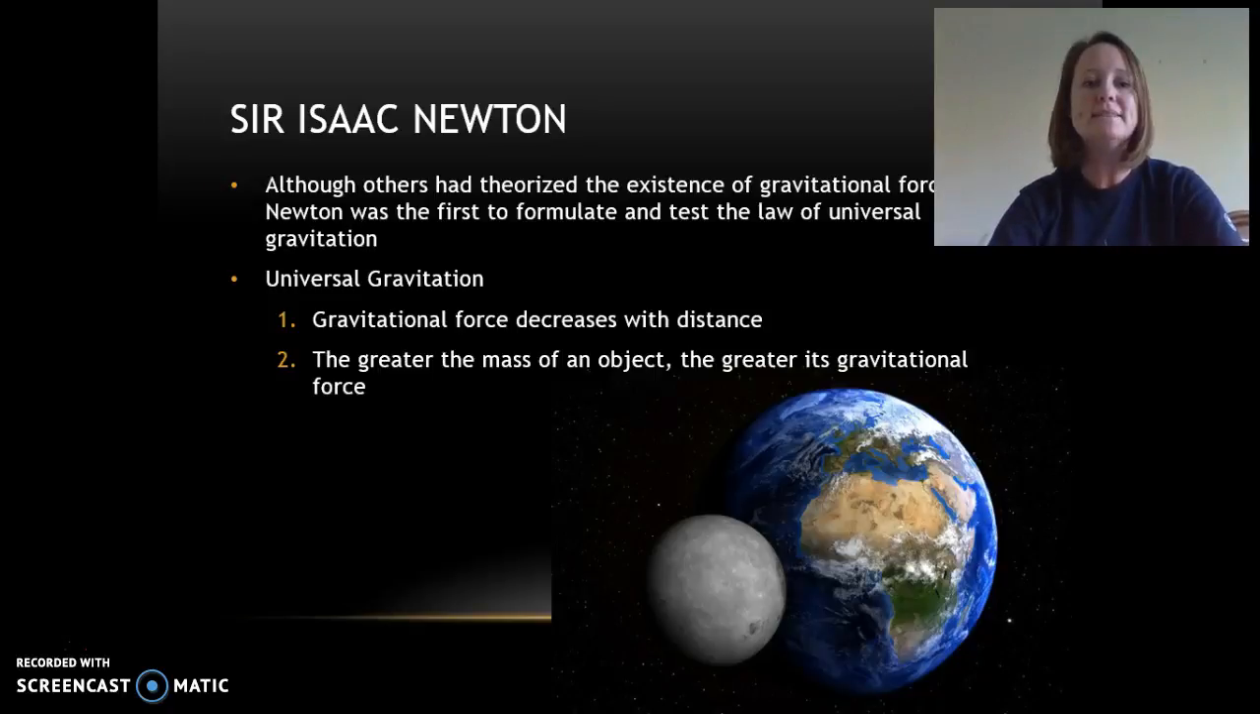So what that means is, the closer we are to the sun, the stronger the force of gravity is, which is why the planet moves faster as it's closer to the sun. And the greater the mass of an object, the greater its gravitational force. Because the sun is larger, we're attracted to its pull of gravity as opposed to the other way around. Same thing, the moon is attracted to the Earth's force of gravity instead of the Earth being attracted to the moon.